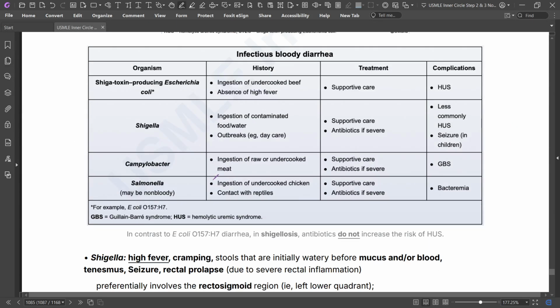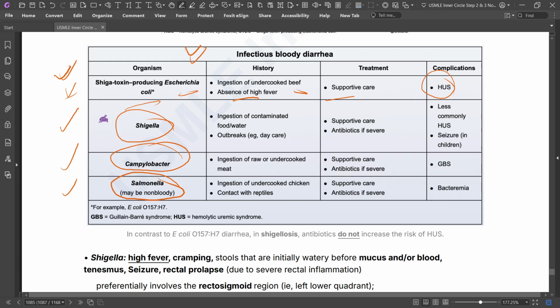Now, infectious bloody diarrhea. Causes include Shiga toxin-producing E. coli, Shigella, Campylobacter, and Salmonella. Shiga toxin-producing E. coli: history of ingestion of undercooked beef and absence of high fever, and it can cause hemolytic uremic syndrome (HUS). Shigella causes bloody diarrhea, from ingestion of contaminated food or water; antibiotic if severe. Campylobacter can cause GBS.